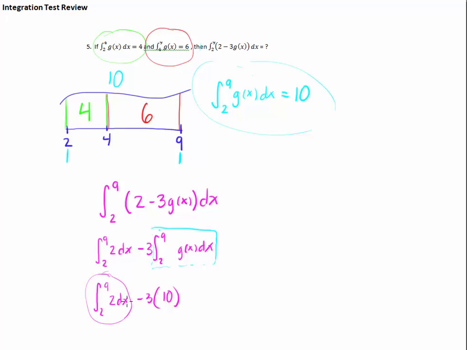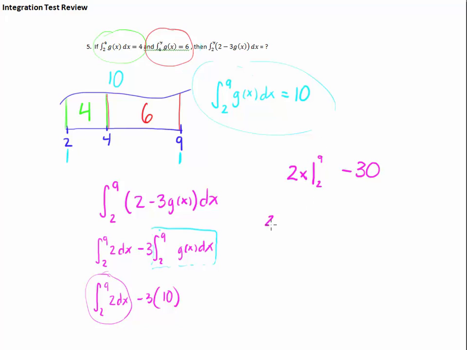Well, this isn't too bad. We can just take the antiderivative and evaluate it. It's a definite integral. So I'm going to come back up here. We've got the antiderivative of 2 with respect to x is 2x evaluated from 2 to 9, okay? And then take whatever answer I get there and subtract 3 times 10, so subtract 30.